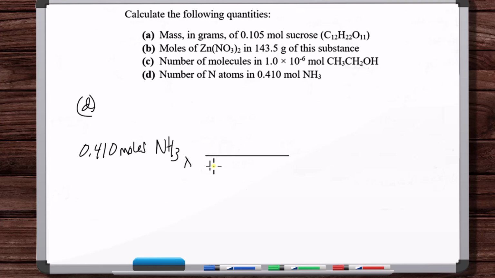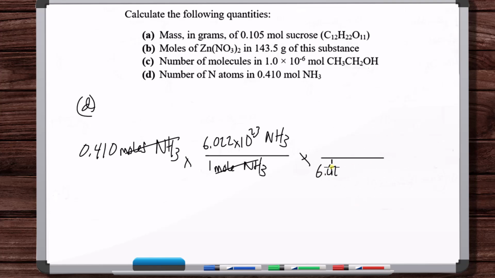So for every 1 mole of NH3 molecules, you've got 6.022 times 10 to the 23rd NH3 molecules. So now we're in individual NH3 molecules. In a certain count of NH3 molecules, how many nitrogen atoms are there? Well, it's the same count, right? If you have 12 NH3s, then you have 12 nitrogens. So it's the same number. We could just write this out for clarity, but we're really done.